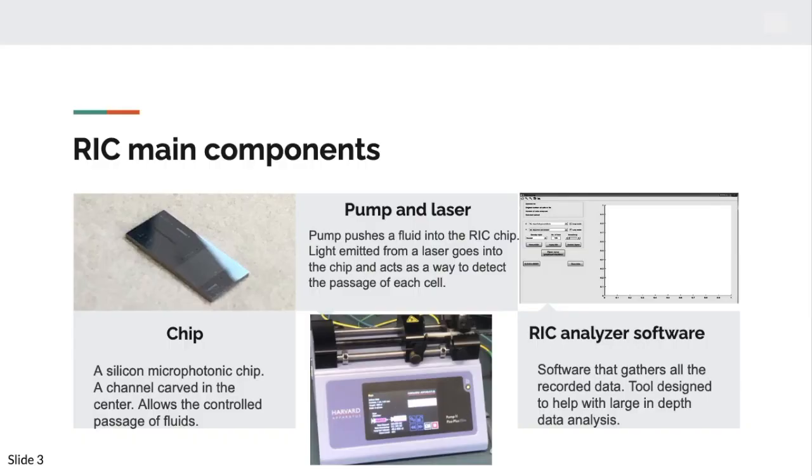The main one and the most important one is basically the chip. The RIC chip is a silicon microphotonic chip, and it's basically super, super small. In the chip, there is a channel that is carved through it, and it allows the controlled passage of fluids. The setup is also accompanied by a pump and a laser. The pump pushes the fluid into the chip, and the laser is the actual thing that detects the passage of each cell. Finally, you also have a RIC analyzer software, which helps with recording and analyzing the cells afterwards.